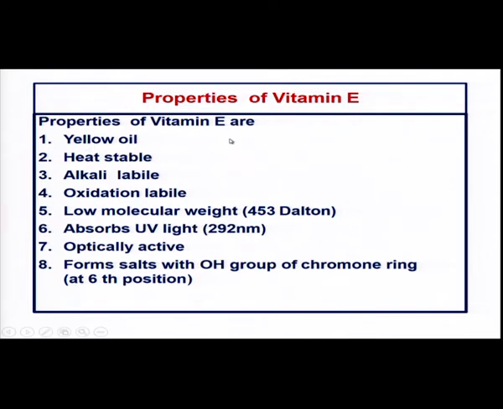So, you see over there it is a kind of a yellowish oil, it is quite heat stable because, being a hydrophobic entity with hydrophobic components present in the structure, it is quite stable, but it is a little labile in the presence of alkali, and it is extremely labile to oxidation. In fact, that is the reason why you use vitamin E as an antioxidant, because this would preferentially get oxidized and prevent the compound for which you are adding vitamin E as an antioxidant. So, it gets preferentially oxidized. So, it is very labile to oxidation.